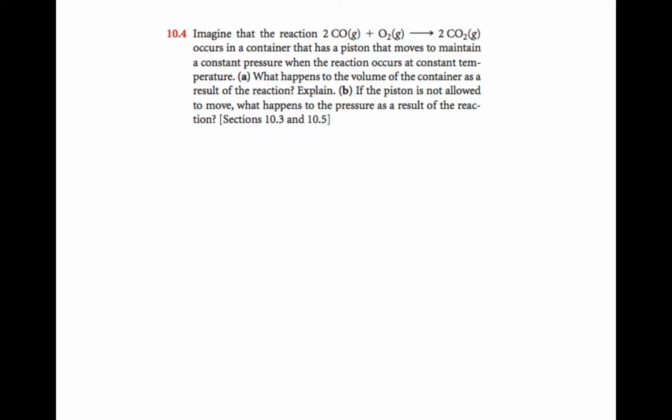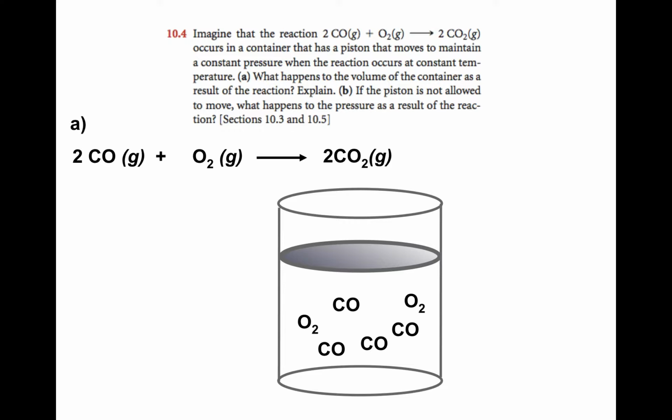All right, so what happens to the volume of the container as a result of the reaction? Explain. All right, so this is a constant temperature, constant pressure situation. According to Avogadro's law, in that situation, I can treat liters of gas like moles of gas. So I can talk about 2 liters of carbon monoxide reacting with 1 liter of oxygen to make 2 liters of CO2. So if we're looking at it that way, this is a volume reducing reaction.